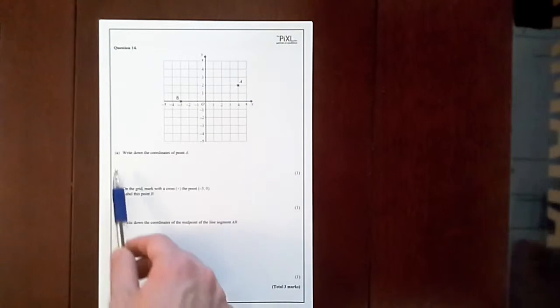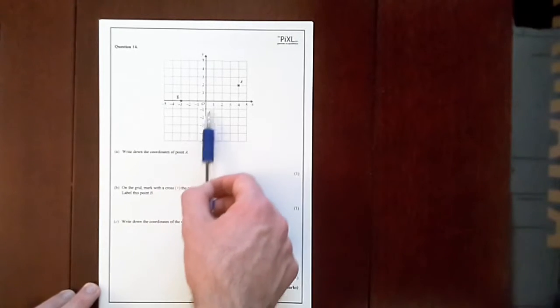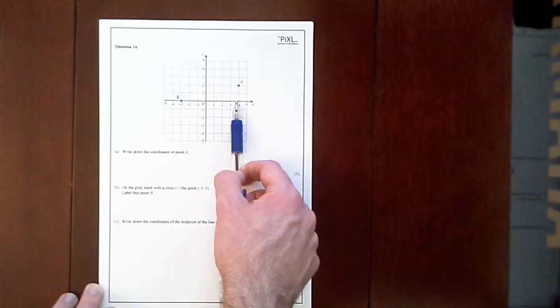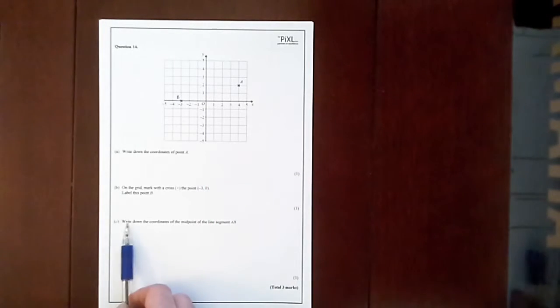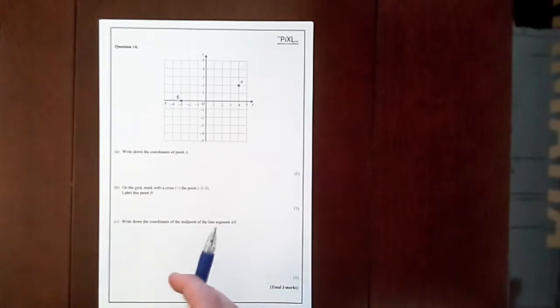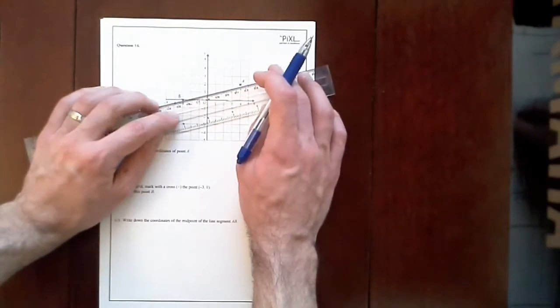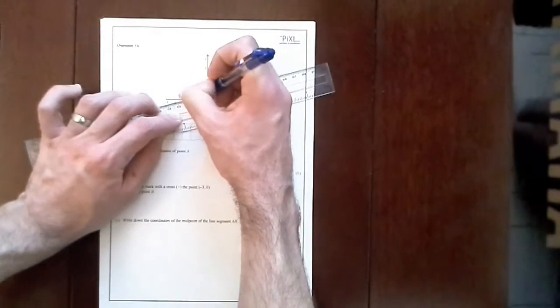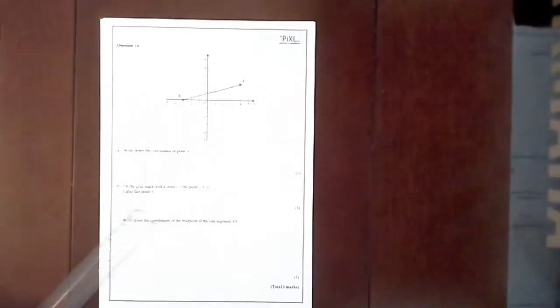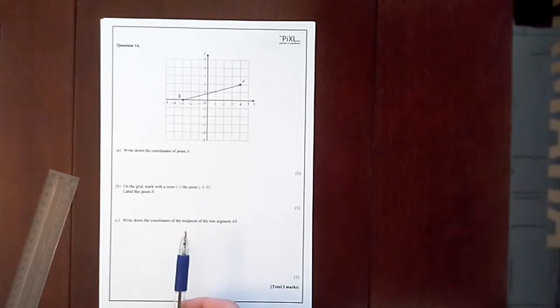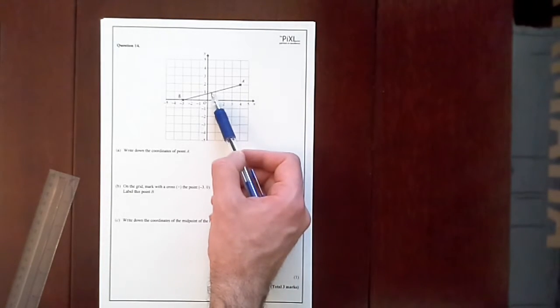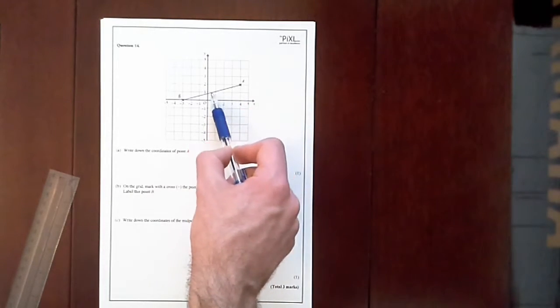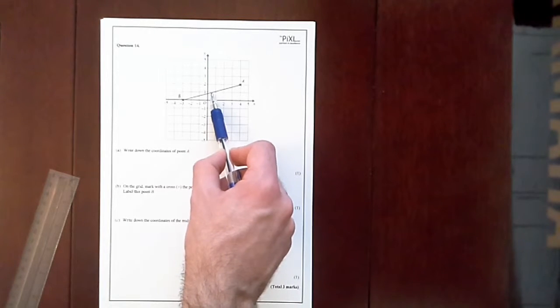Question 14. When you're writing down the coordinates, make sure that you give the x value first. The answer isn't 2, 4. Give the x value first. Write down the coordinates of the midpoint of the line segment AB. I think in this it would help to draw that line segment, and we're looking for where halfway is going to be. So the midpoint of the line segment AB looks to me like it's going to be here. So you just need to decide what those coordinates are going to be.